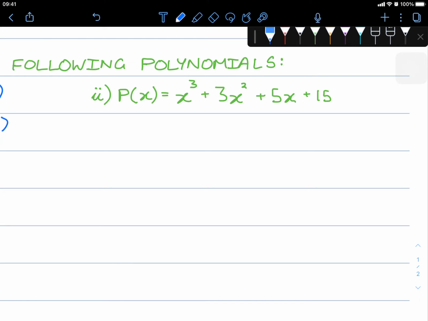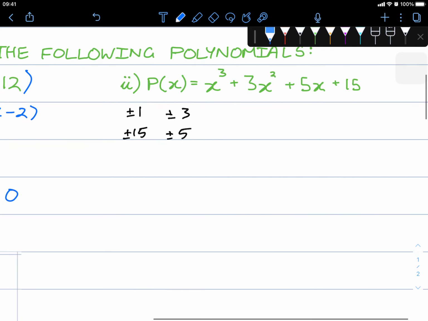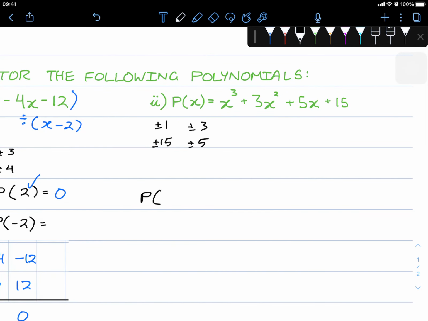And here we go. Our constant term is 15. So the factors we should be testing are plus or minus 1, 15, 3, or 5. Using your calculator, let's just test these numbers. P of 1, P of minus 1, P of 3, P of minus 3. I tend to test the smallest numbers and hopefully I get something good there. Testing 1 cubed, plus 3 times 1 squared, plus 5 times 1, plus 15. That definitely doesn't work. They're all positive.